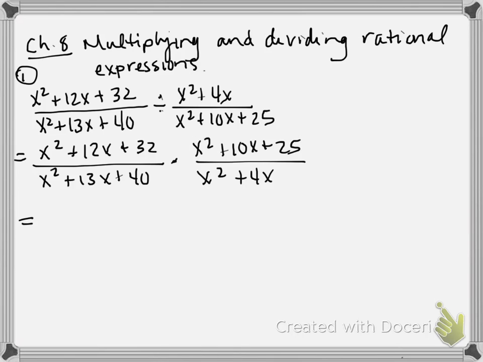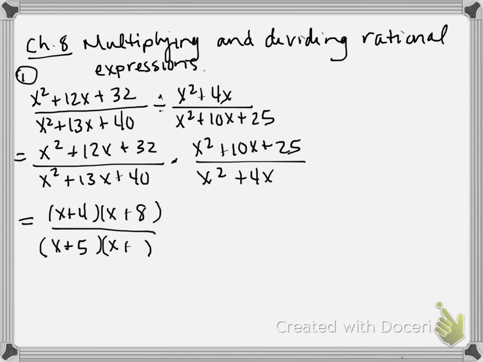So let me factor x squared plus 12x plus 32. Let's see. X times x will give me x squared. 4 and 8 will multiply to 32 and add to 12. Now x squared plus 13x plus 40: x times x will give me x squared, and 5 and 8 will multiply to 40 and add to 13. Next, x squared plus 10x plus 25: 5 times 5 will be 25, and that'll add up to 10. And in my denominator, I only have two terms, and it looks like a GCF situation. I have an x in common, so I'll pull that out front, factor it out.